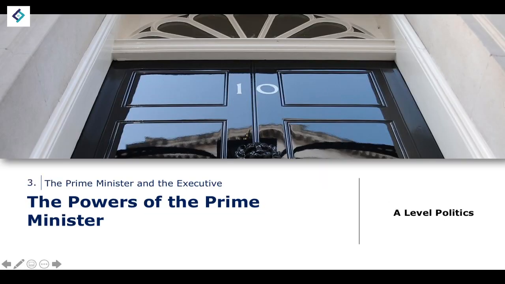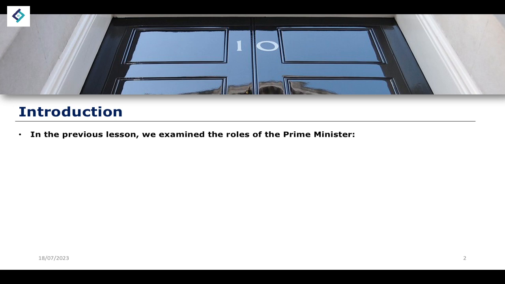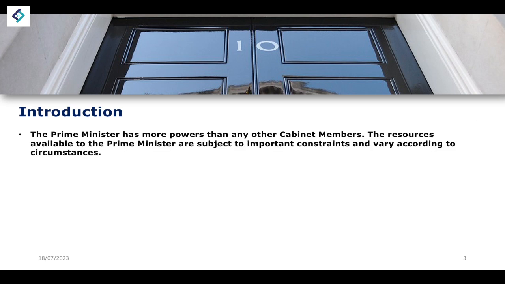In the previous lesson, we examined the role that the Prime Minister plays within both the political structure of the government as well as within broader society. Now, in this lesson, what we're going to do is talk about the powers that this Prime Minister has. Ultimately, we are going to focus on this idea of the Prime Minister's powers.